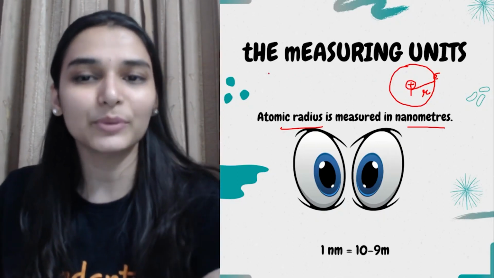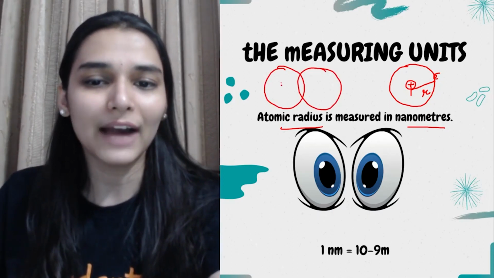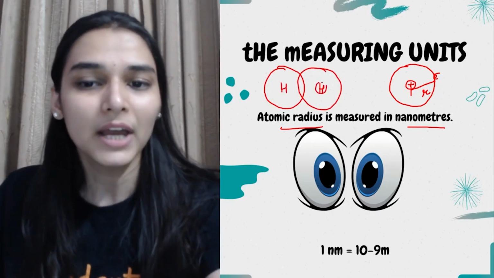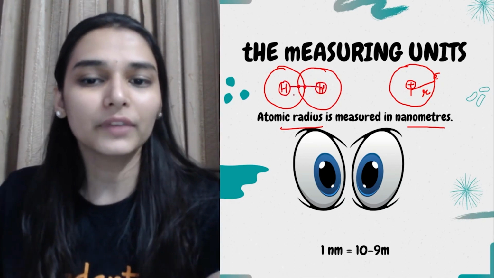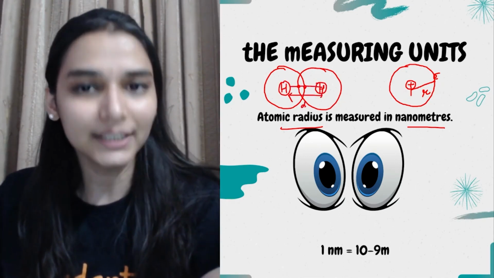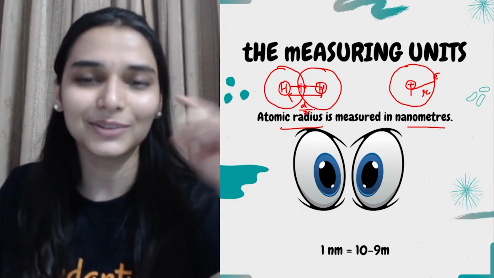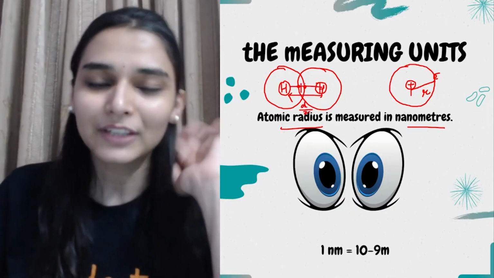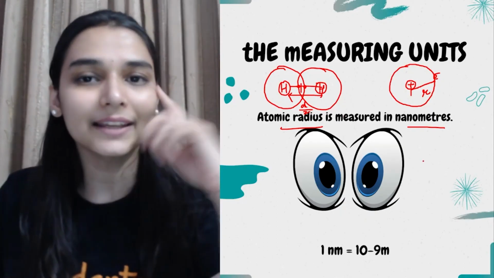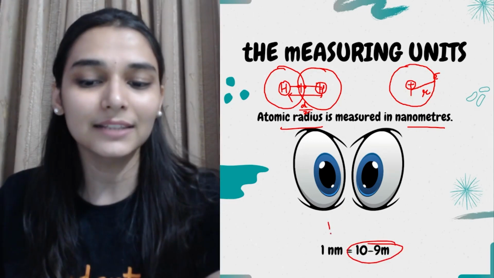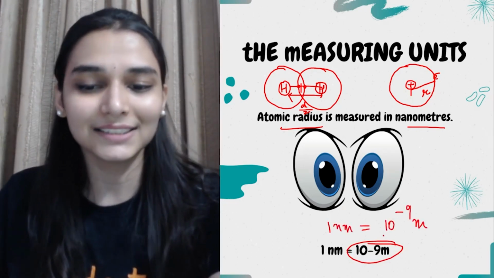So what do we do, because it's very small, rather we measure a bond distance. Like you have hydrogen atoms, they are sharing one electron with each other. So we measure this complete internuclear distance and then we divide it by 2 so that we can get the size of an atom approximately. Okay, so that depends on the type of bond that we are having. So atomic radii is measured in nanometer, and if you see the value, 1 nanometer is 10 raised to power minus 9 meters.